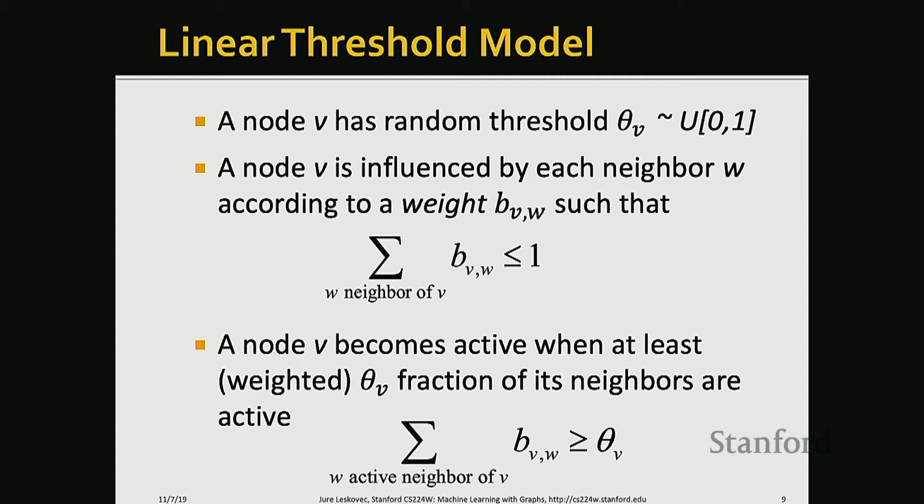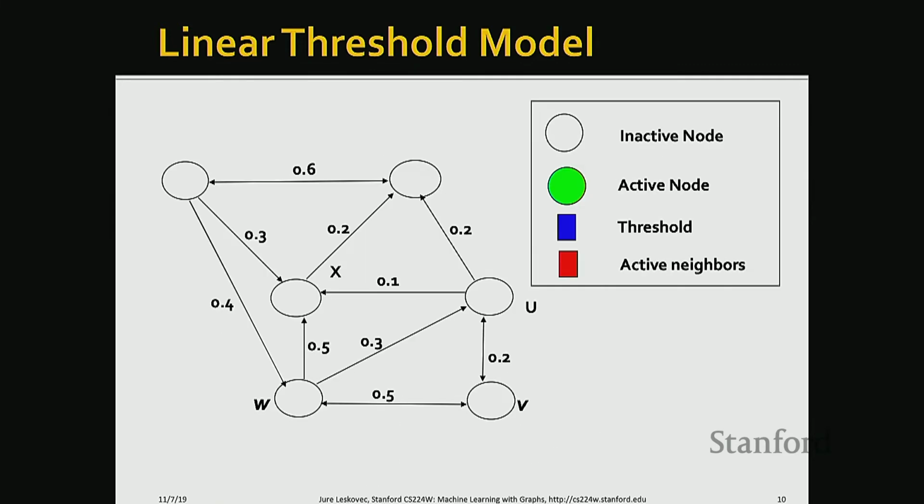So this is the linear threshold model, and the reason we call it linear threshold is that we take a sum over the influences that I get from my neighbors, and every person has a threshold to be convinced. So here is an example.